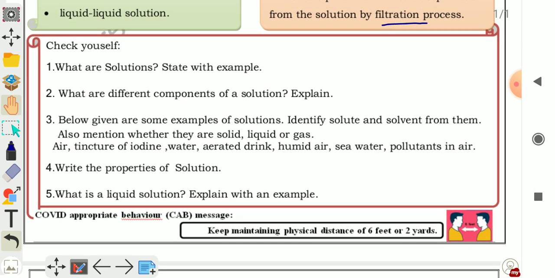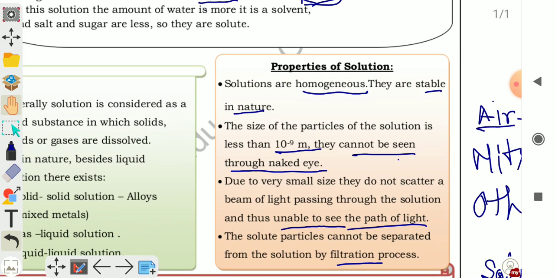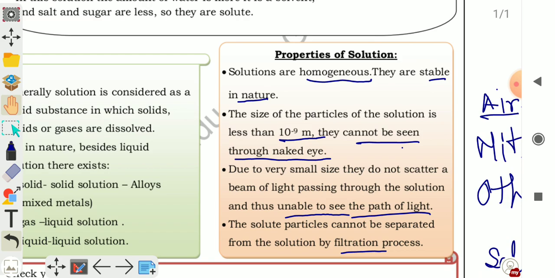Next question is, write the properties of solution. So you can write the properties of solution. Here the properties of solution are given to you. So you can write properties of solution first, second, third, fourth. There are 4 properties given to you, so you can write very easily.